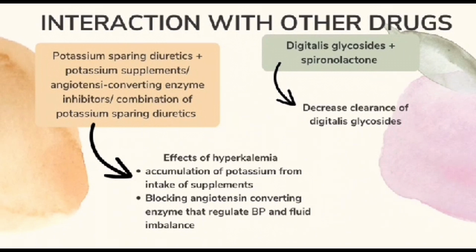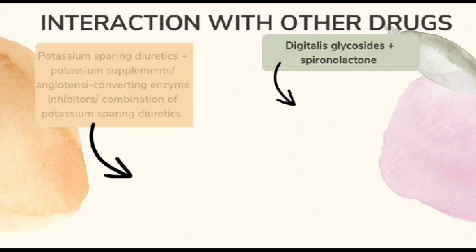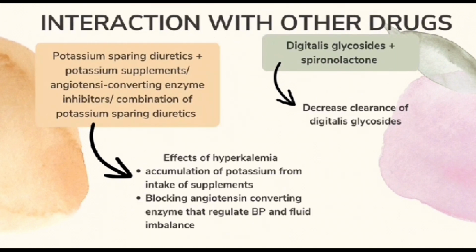We have potassium-sparing diuretics with potassium supplement or angiotensin converting enzyme inhibitor, or a combination of potassium-sparing diuretics, which will give the effect of hyperkalemia. This is mainly due to excess potassium that accumulates in the bloodstream, leading to hyperkalemia. If these drugs are combined together, there is increased potassium from intake of supplement or blocking of angiotensin converting enzyme that regulates the blood pressure and fluid balance.